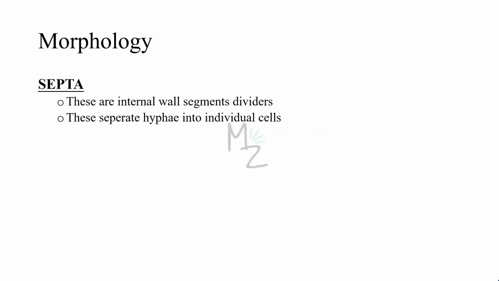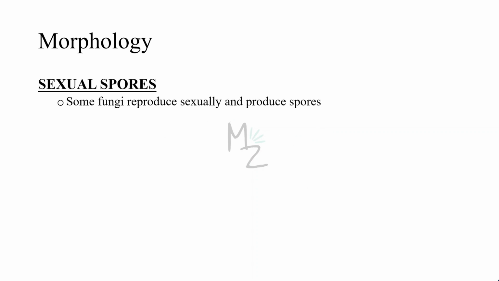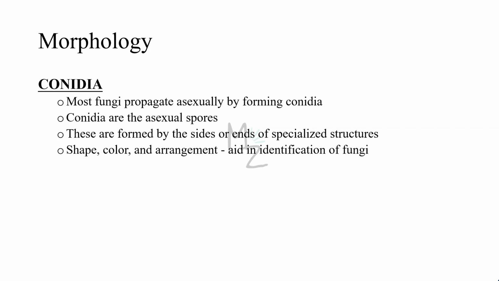Septa. These are internal wall segments or dividers. These separate hyphae into individual cells. Mycelium. Hyphae form mycelium. The mass of hyphae is termed mycelium. Sexual spores. Some fungi reproduce sexually by mating and forming sexual spores. And we've already discussed the sexual spores, zygospores, ascospores, basidiospores, and those fungi that do not form sexual spores are fungi imperfecti.